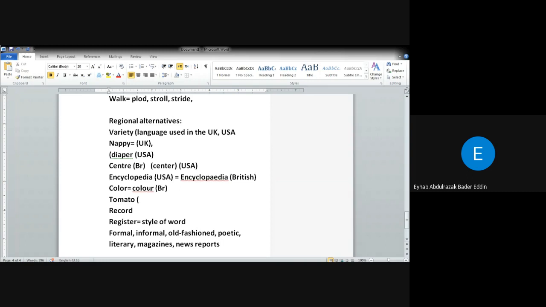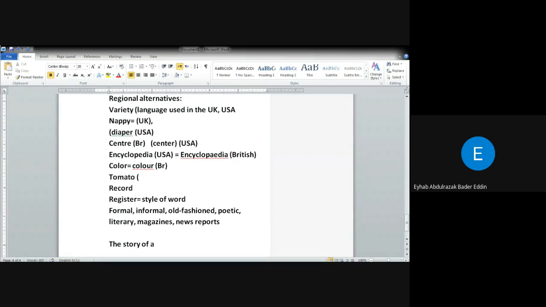طيب. The last part for today, 5 دقائق ونخلص إن شاء الله. آخر جزء لليوم has to do with telling you the story مثل ما تعودنا of a proverb or an idiom.